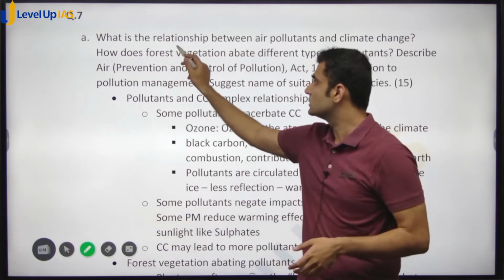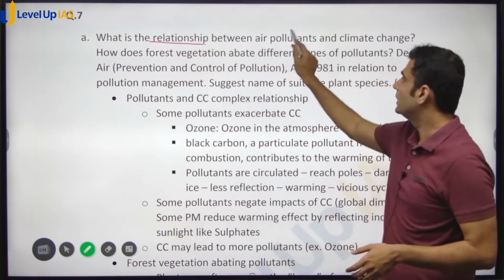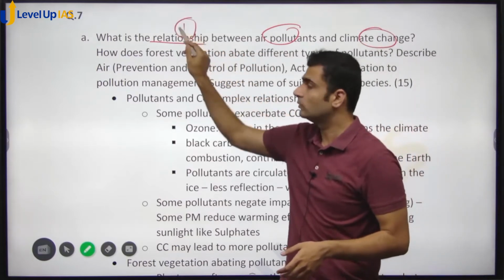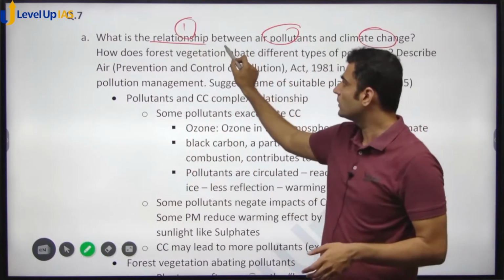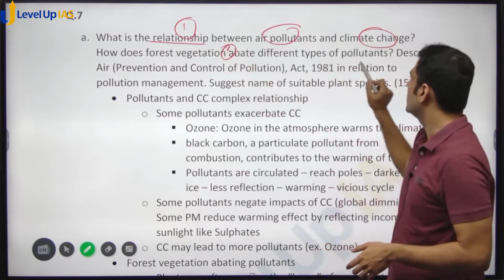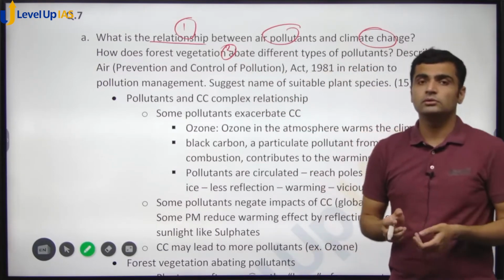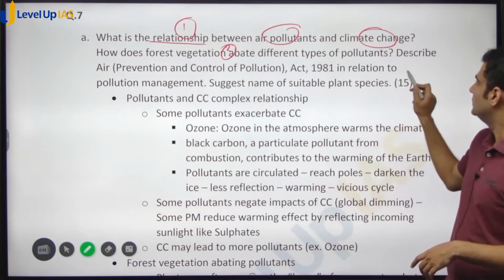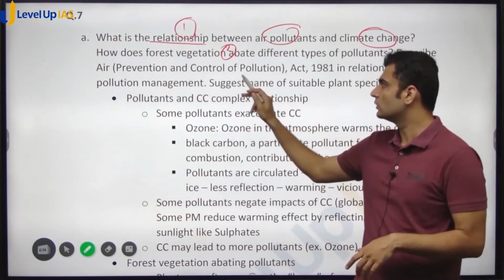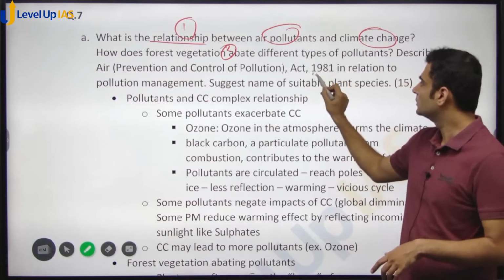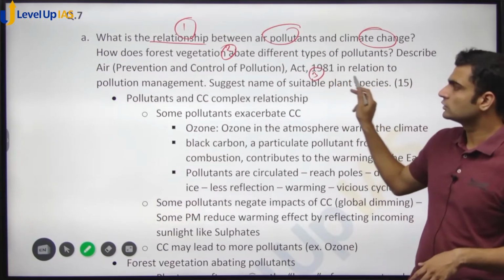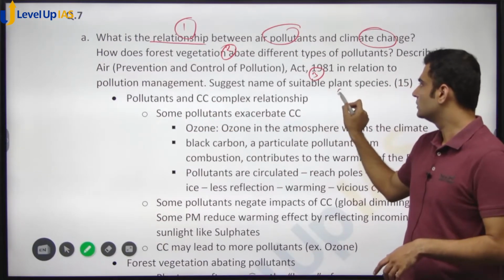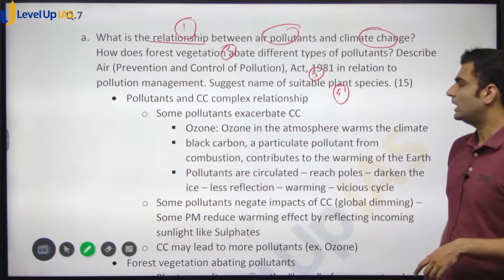What is the relationship between air pollutants and climate change? So question number 1 is about what is the relationship. 2. How does forest vegetation abate the different types of pollutants? So you need to tell how and not why. 3. Describe the Air Prevention and Control of Pollution Act 1981 in relationship to pollution management. And 4. Suggest names of suitable plant species.